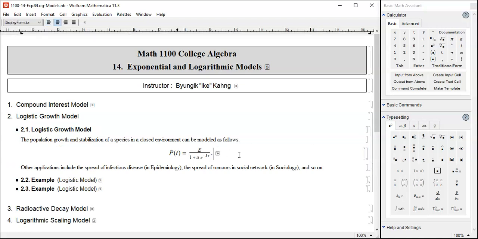The logistic growth model is used for population growth and stabilization in a closed environment. For example, if you have a deer population on a certain island, or if you grow some bacteria in your lab, those kinds of things follow this model very, very well. Now, if you have open borders, things are a little bit different.